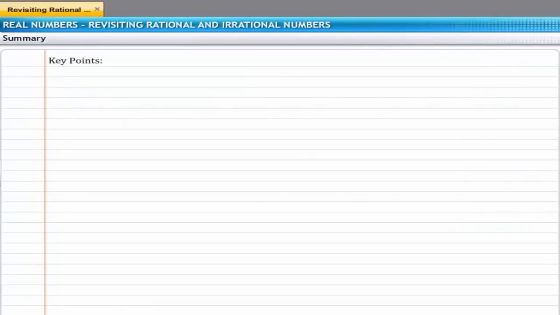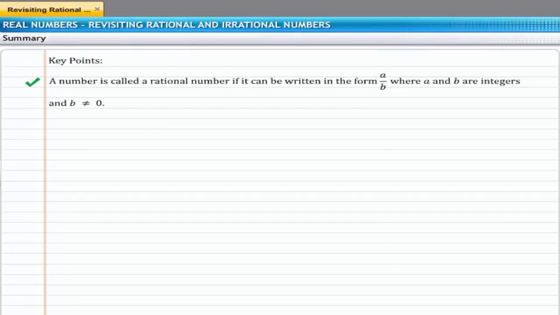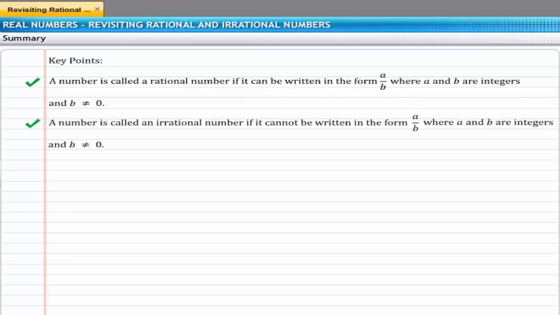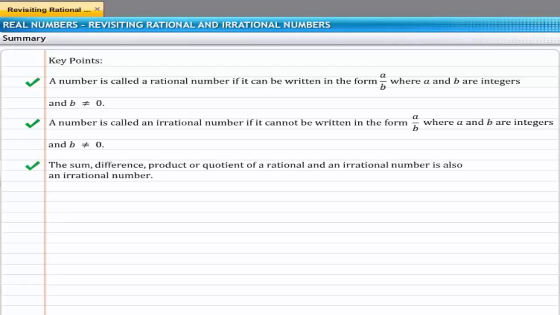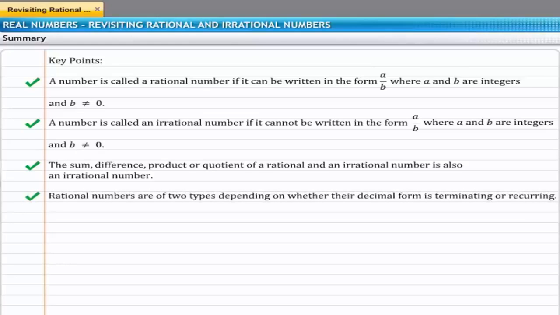You reached the end of this section. Let's have a quick recap of the key points covered in this section. A number is called a rational number if it can be written in the form of A by B, where A and B are integers and B is not equal to 0. A number is called an irrational number if it cannot be written in the form of A by B, where A and B are integers and B is not equal to 0. The sum, difference, product, or quotient of a rational and an irrational number is also an irrational number. Rational numbers are of two types depending on whether their decimal form is terminating or recurring.